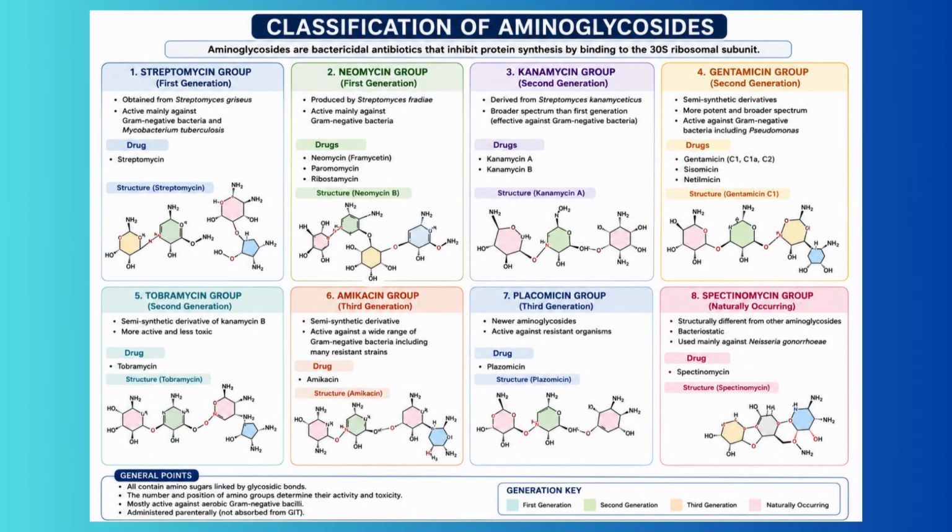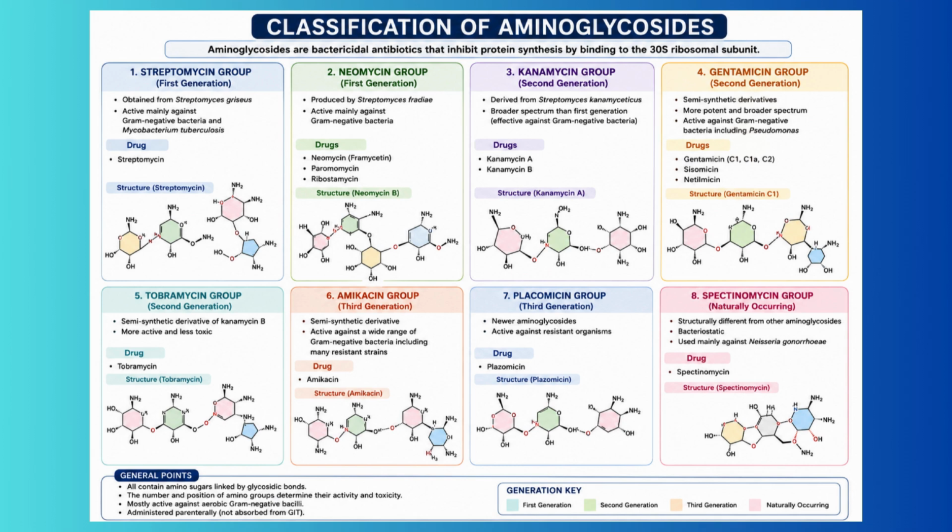Aminoglycosides can be classified into several important drugs. Streptomycin was the first aminoglycoside discovered and is commonly associated with the treatment of tuberculosis. Neomycin is mainly used topically and for bowel decontamination because of its poor systemic absorption. Kanamycin is an older aminoglycoside that has largely been replaced by newer agents. Gentamicin is one of the most widely used aminoglycosides and is effective against many serious gram-negative infections.